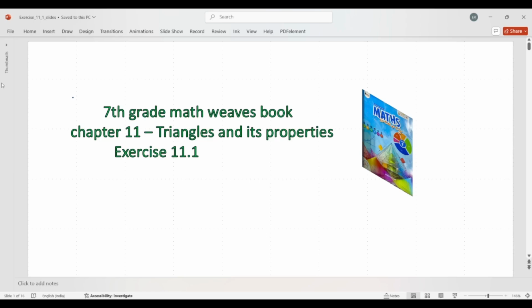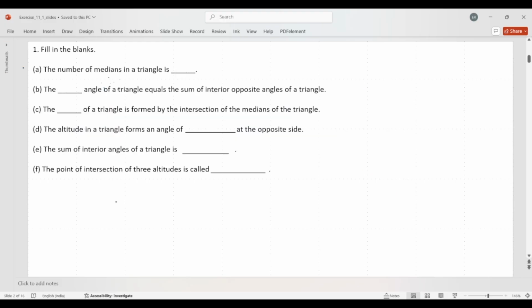Today we are going to learn chapter number 11, triangles and its properties, exercise 11.1. Question number 1, fill in the blanks: the number of medians in a triangle. So first we will understand here what is median.